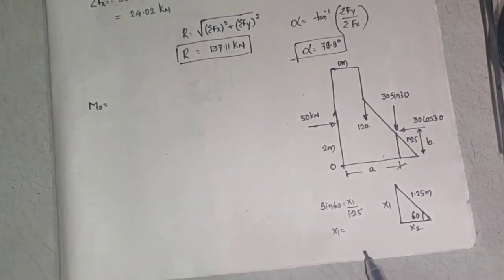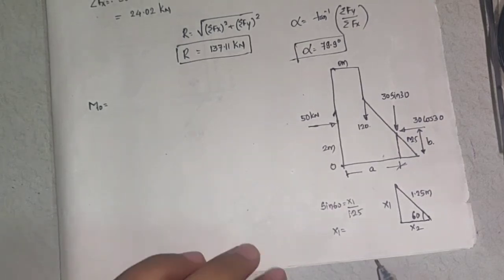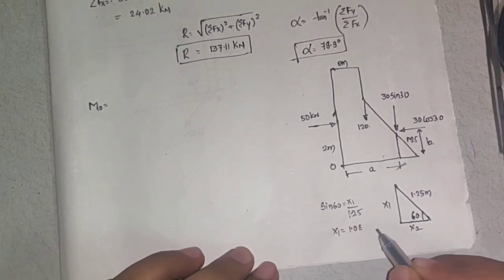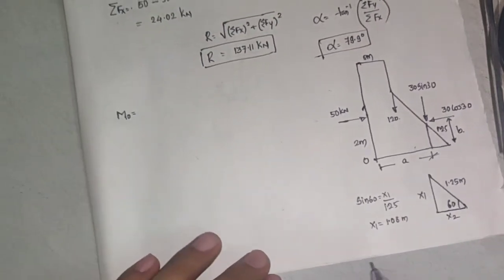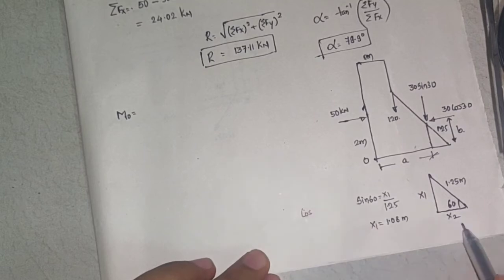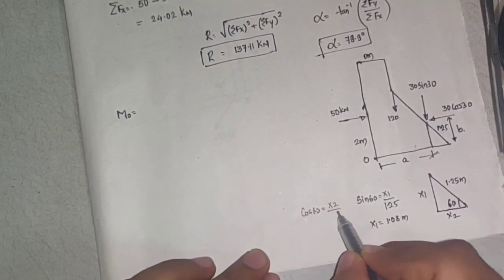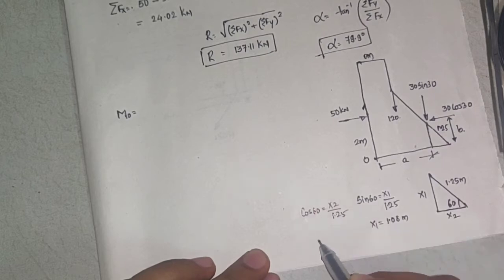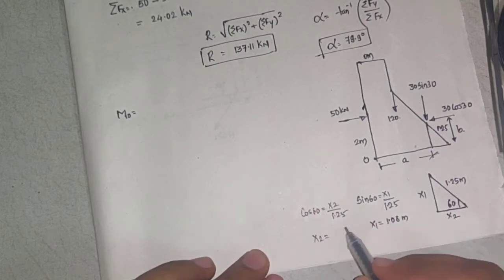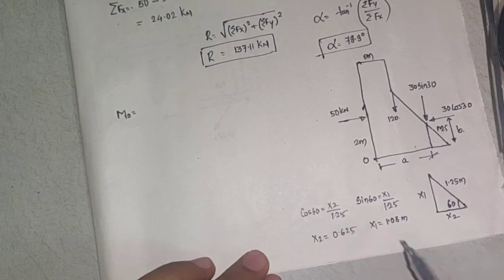So x1 equal to, I'll get as 1.08 meters. Similarly, I'll calculate what is x2. So x2 is what? Cos 60 equal, that is base upon hypotenuse, that is x2 upon 1.25. So I'll get x2 equal to 0.625.